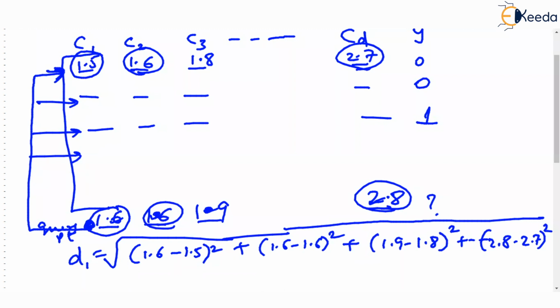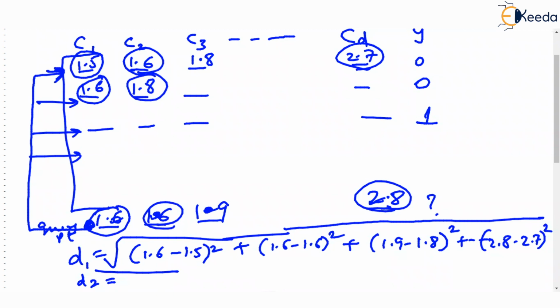Now you will have to repeat this formula for d2, correct? d2 will be, if this point is, let's say, 1.6, then 1.6 minus 1.6 the whole square plus 1.6 minus maybe 1.8 the whole square, and so on. That will give you d2. I hope you have understood what the Euclidean distance formula is and how distances are found in KNN. That's the most important work in K nearest neighbor.